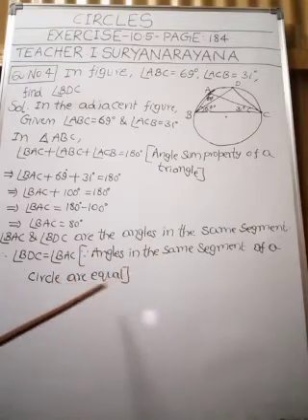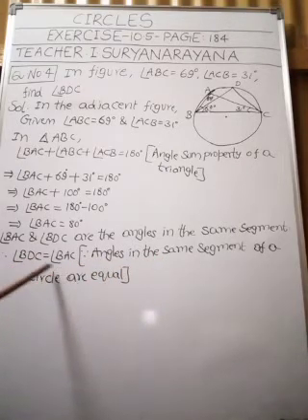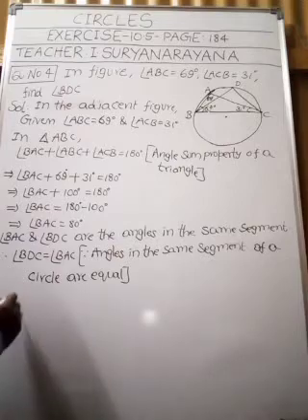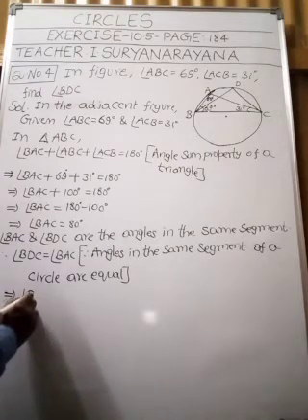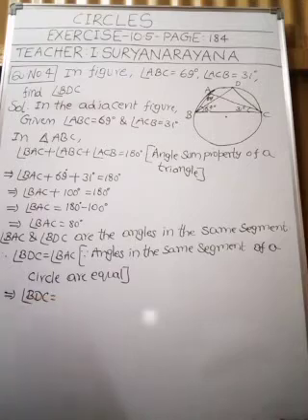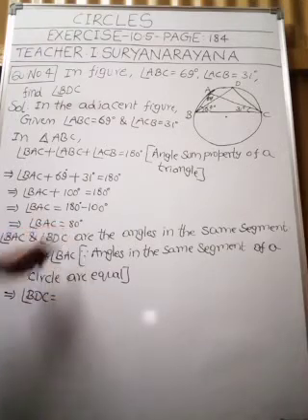By using this property, we wrote this step. Understood this step, my children? Right. This implies angle BDC is equal to, we have already found angle BAC, that is 80 degrees.